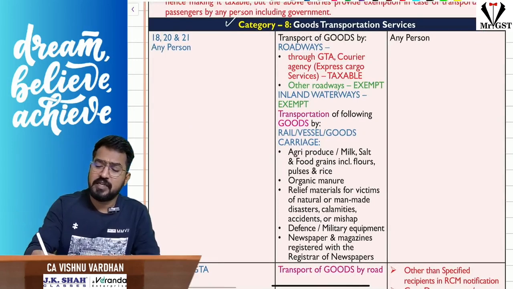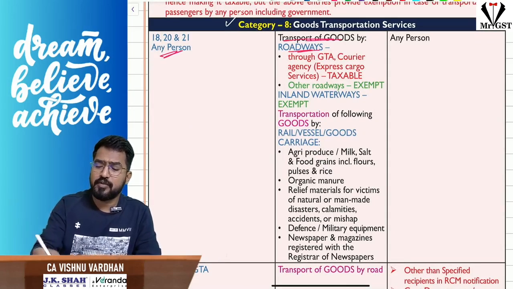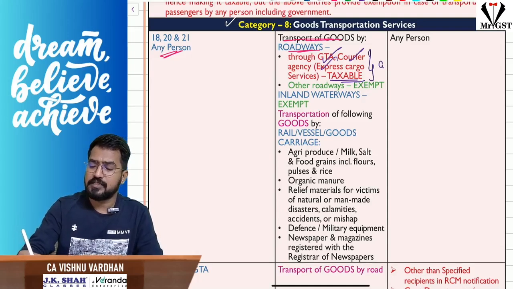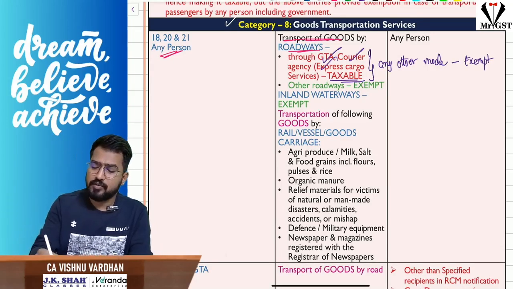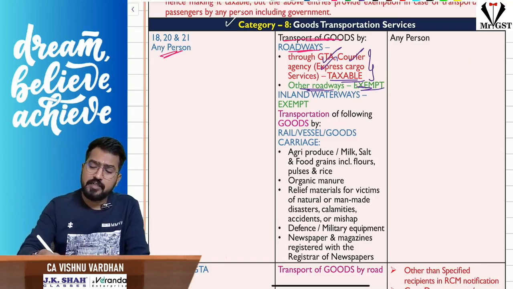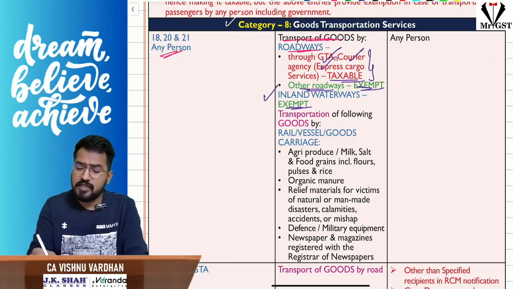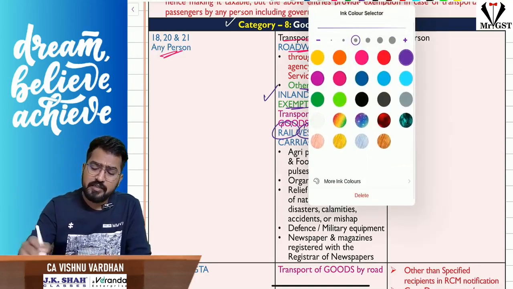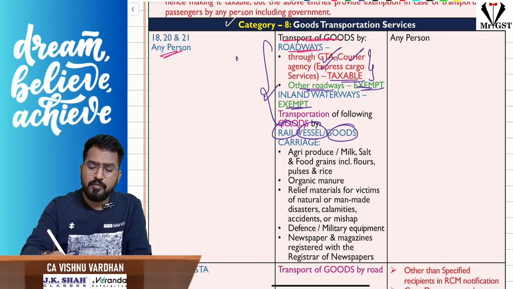Sir, goods transportation services: any person providing services of transporting goods by roadways is exempt. But if it is done through a GTA, courier agency or express cargo services, then only it is taxable. Any other mode is exempt. And as I told, I have written here itself, other roadways is exempt. So that is the concept. Next, sir, if through inland waterways you are transporting goods, exempt. Transporting goods by rail, vessel, goods carriage: understand here, this is the mode of transportation, how you are transporting.